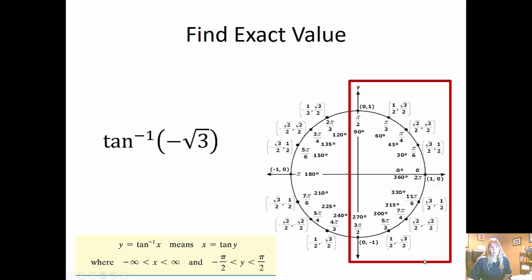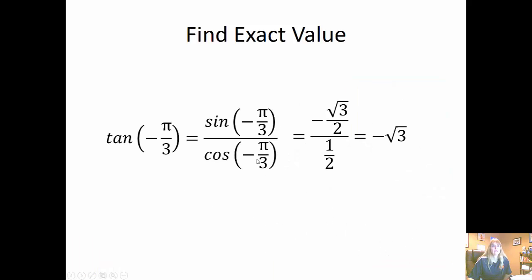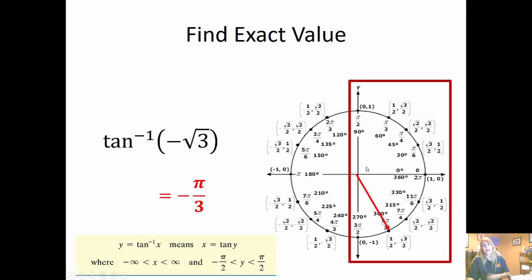And so that's what I do. I check this negative square root of 3 over 2, where that's my y, and then 1/2. If I do my sine over cosine and divide those, I do see that that gives me negative square root of 3. Now, I knew a student once who would write out the tangent values. That way, very quickly, you could find that value.